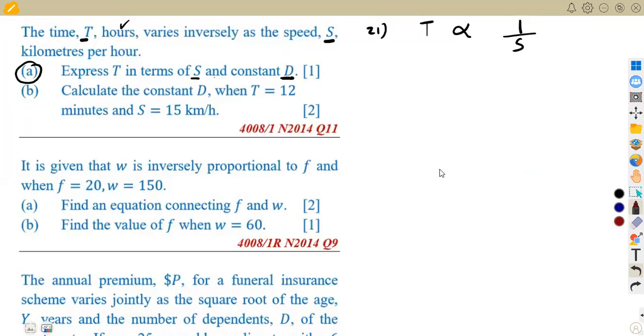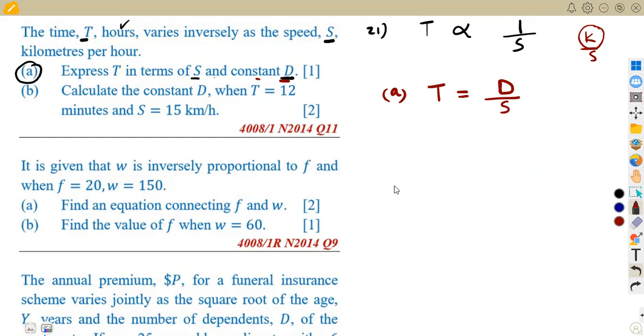So, in the first question, when we introduce our constant, remember, when you have an equal sign and the constant, you're supposed to write k over s. But now they're saying this constant is supposed to be d. So you use the constant that you are given, so it's going to be d over s. So that was the question there.